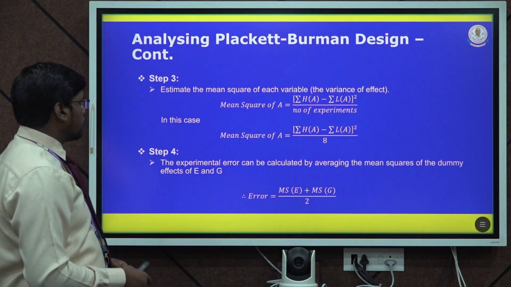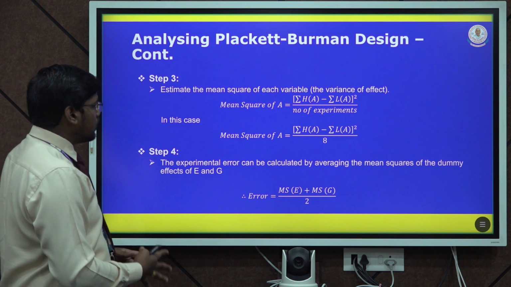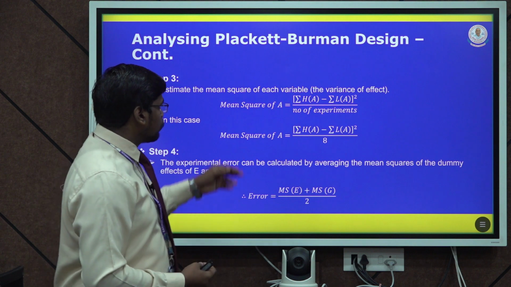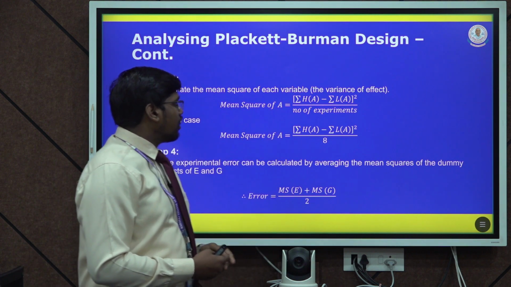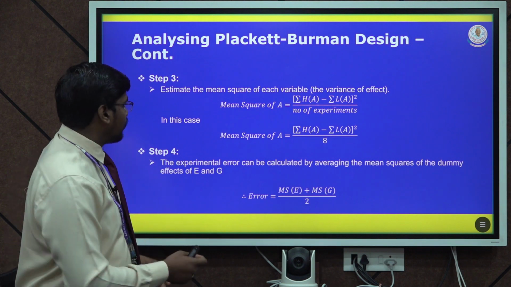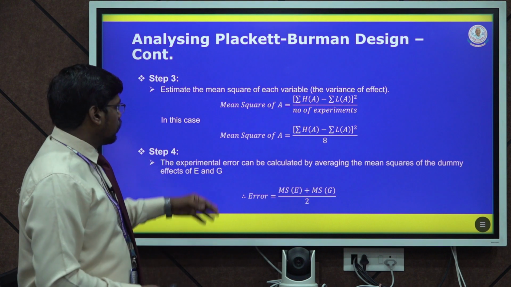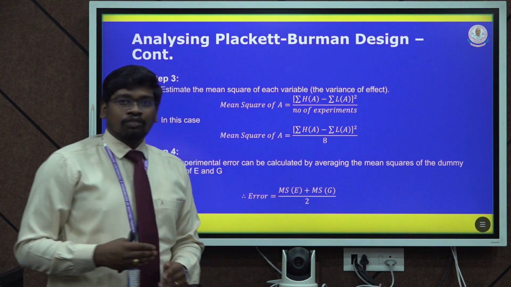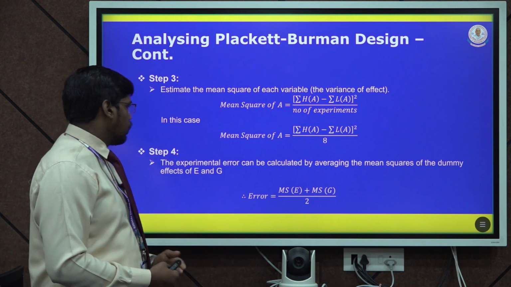The third step is to find the mean square of the factor. The mean square of each variable can be calculated using this formula: summation H minus summation L, the whole squared, divided by the number of experiments. In this case our number of experiments is 8, so we are using 8. If we are using 12 experiments or 16 experiments, we can adjust this formula accordingly.